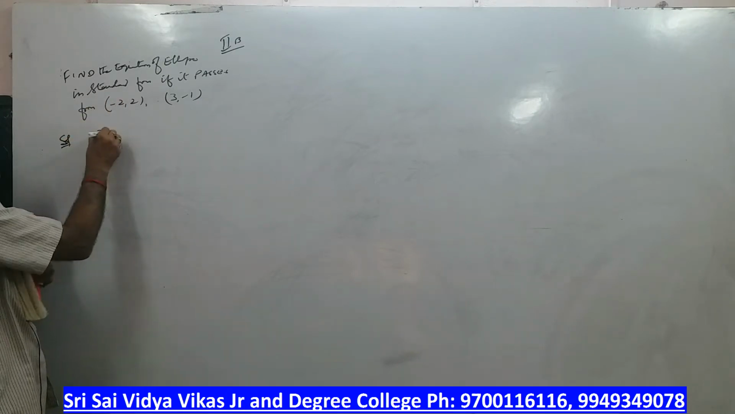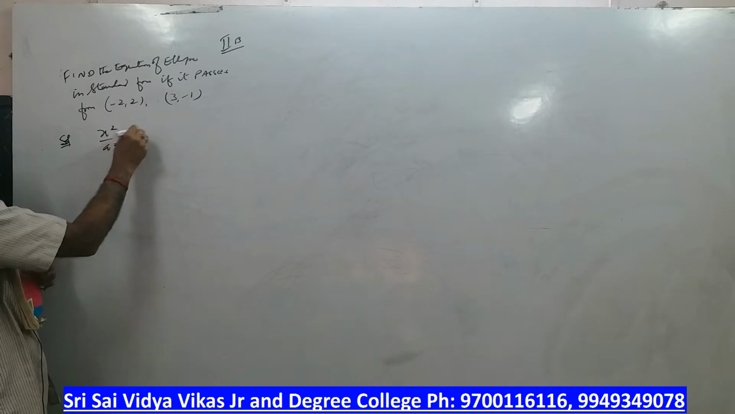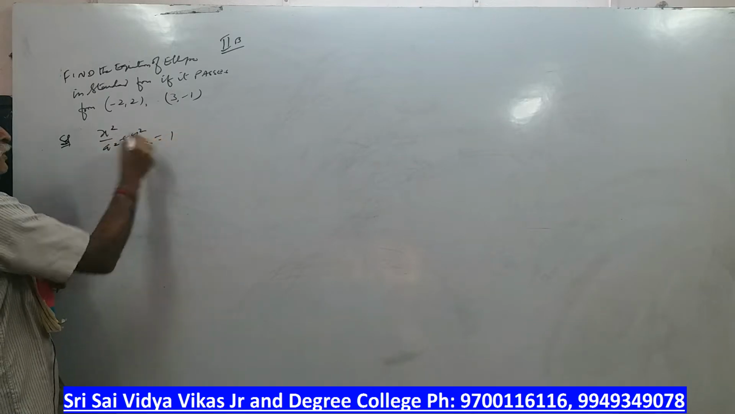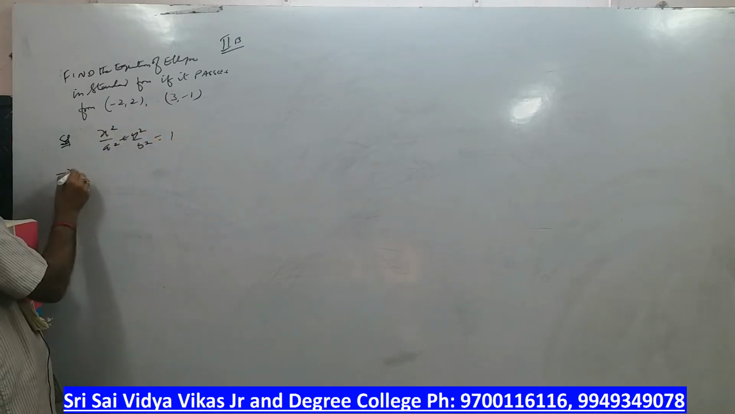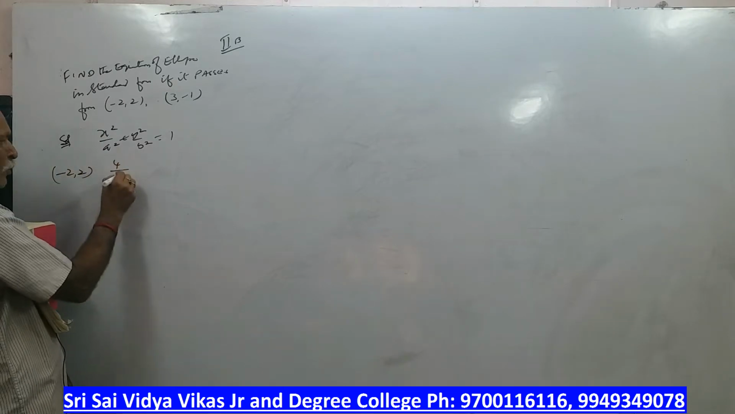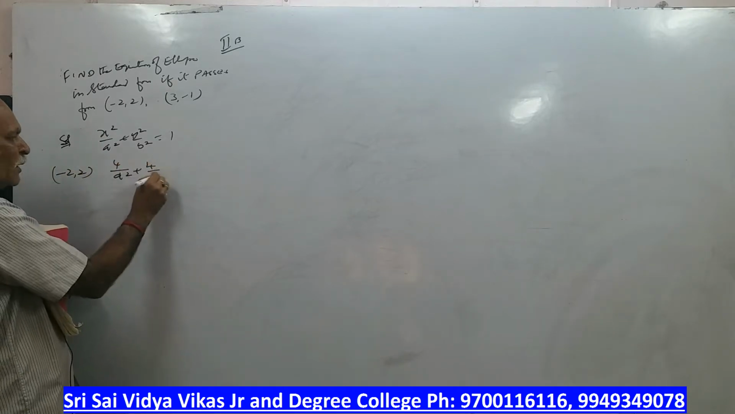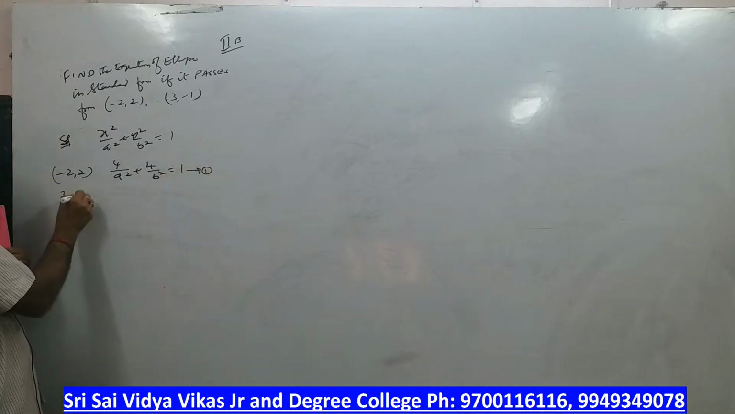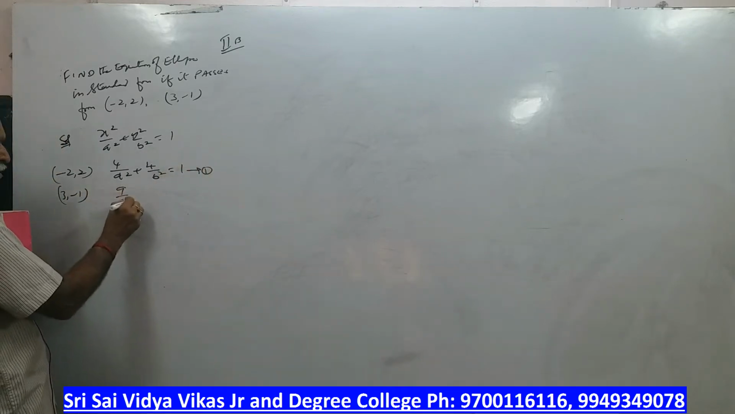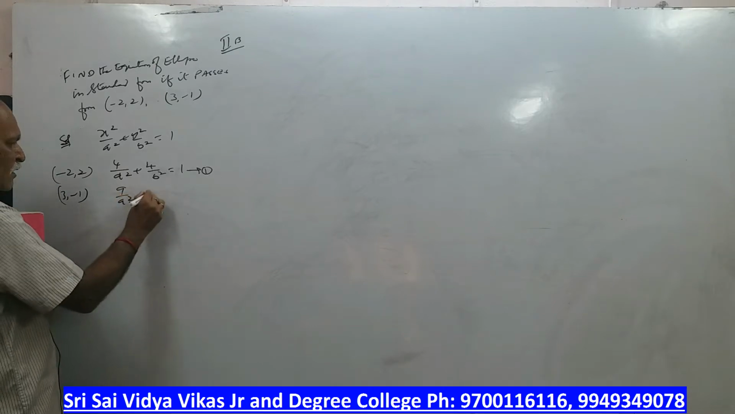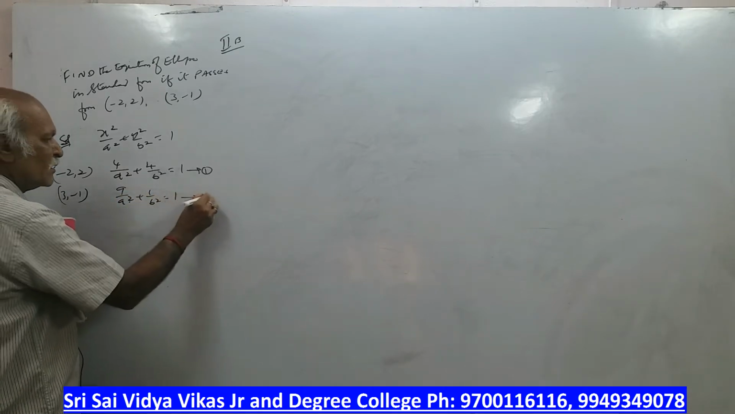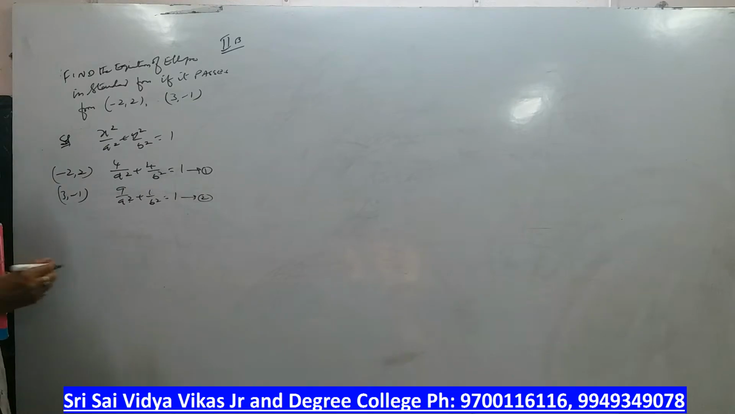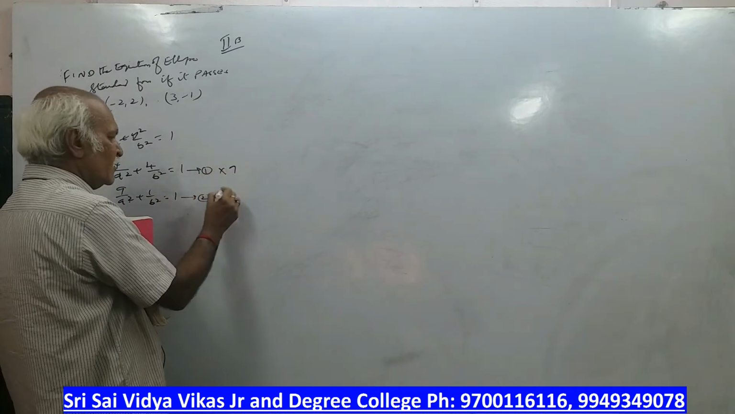Solution: x square by a square plus y square by b square is equal to 1. Okay, what is the point given? (minus 2, 2). So 4 by a square plus 4 by b square is equal to 1. First equation. Again which point? (3, minus 1). 9 by a square plus 1 by b square is equal to 1. Second equation.